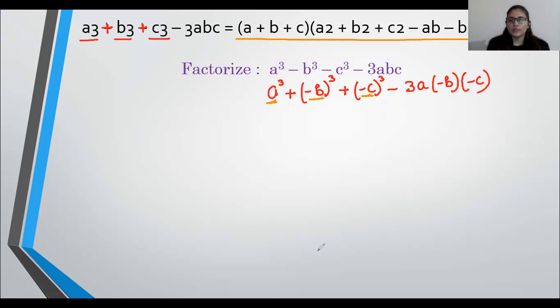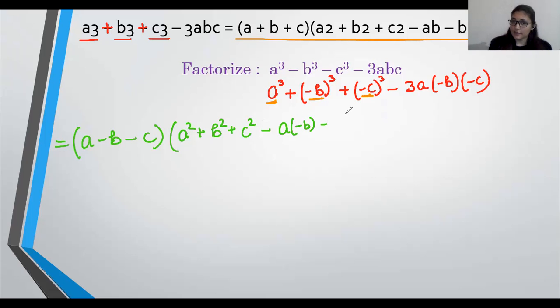How can we use this? Just go step by step. In the first bracket, you need to add all three of them, A plus B plus C. Then in the second bracket, you need to make the squares: A square, B square, and C square. Then in the third bracket, you need to multiply the terms one by one in pairs: A times B, then negative sign, then B times C, because B and C are with negative sign.